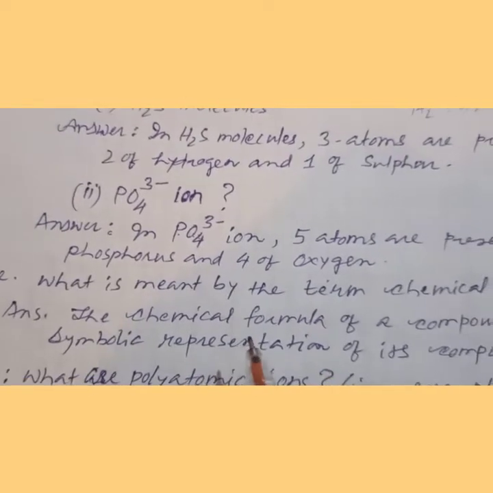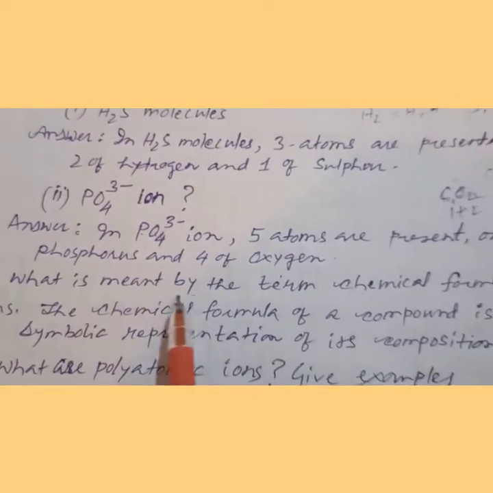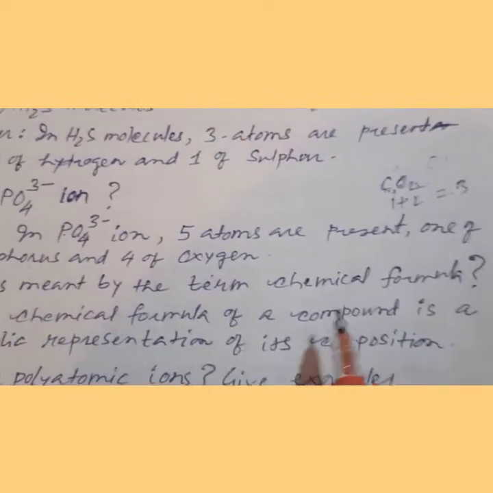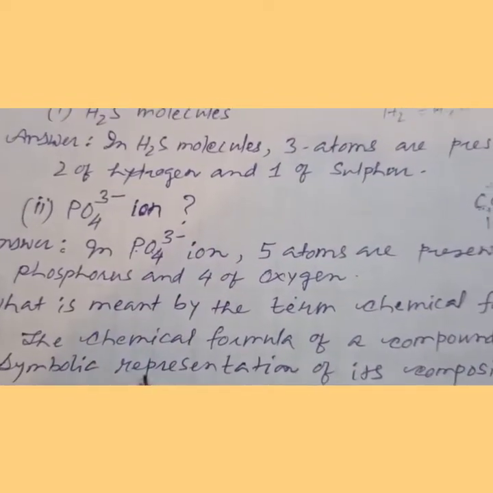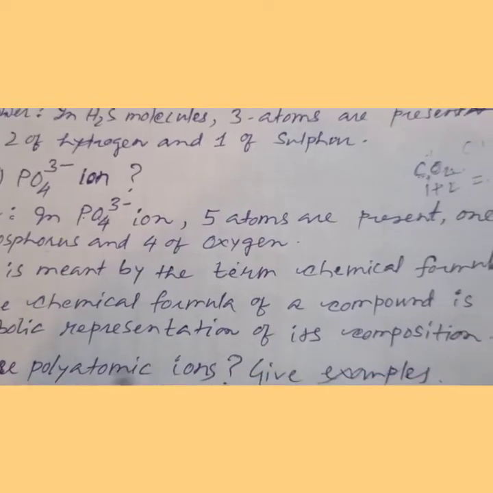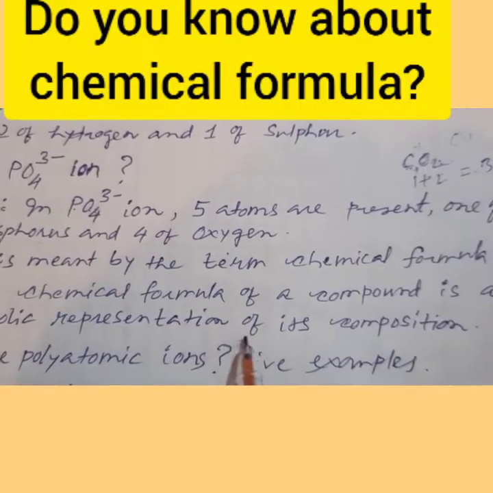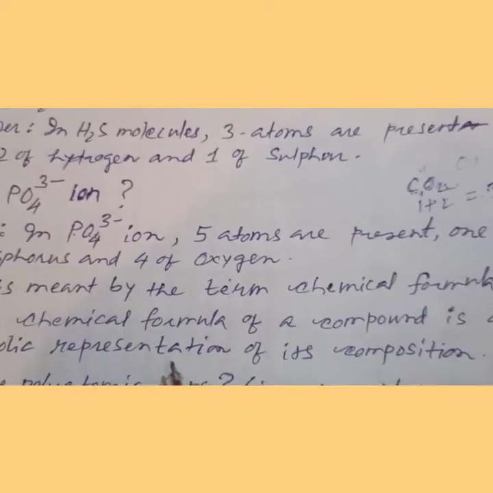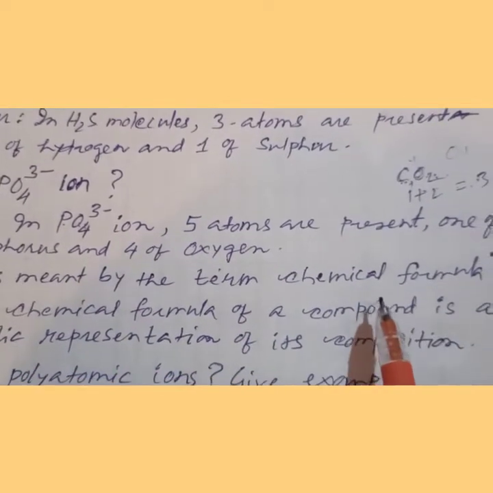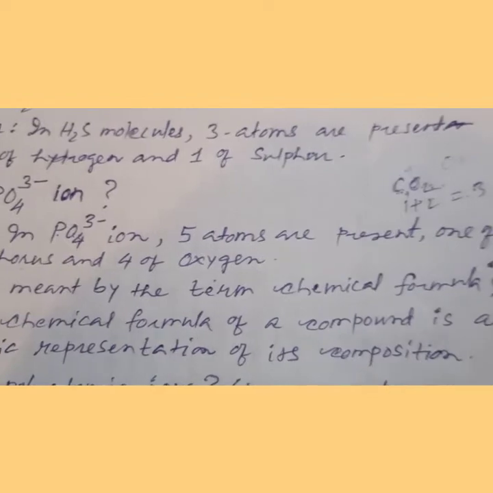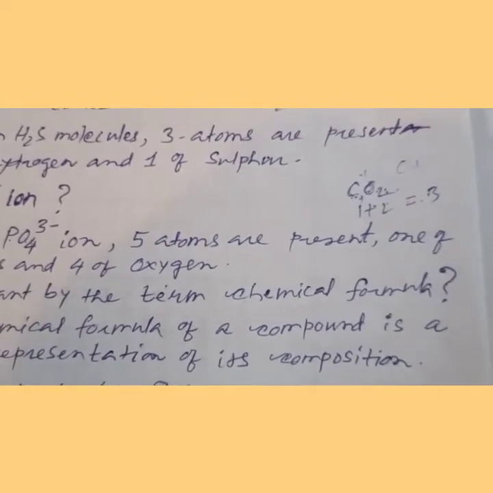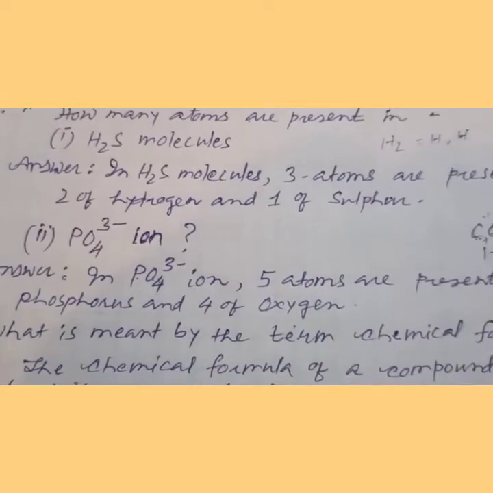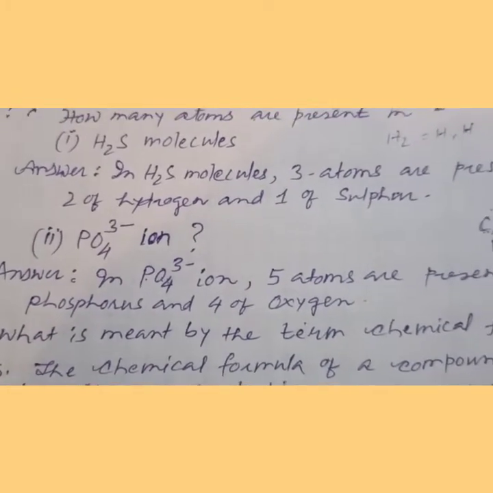And the next question is given there: what is meant by the term chemical formula? This is a most important one. The chemical formula of a compound is actually a symbolic representation of its composition. So you write this one. Of course, we can count the number of atoms or elements available in that compound, that means in that composition. So from this formula we can find out this type of thing easily.